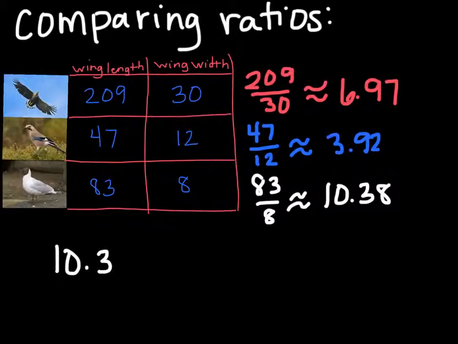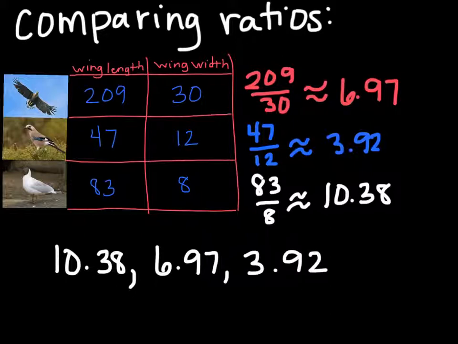So the greatest is 10.38 for our black-headed gull, followed by 6.97 for our white-tailed eagle, and finally our smallest aspect ratio is 3.92 for the European jay. And there's our answer to that sample problem.